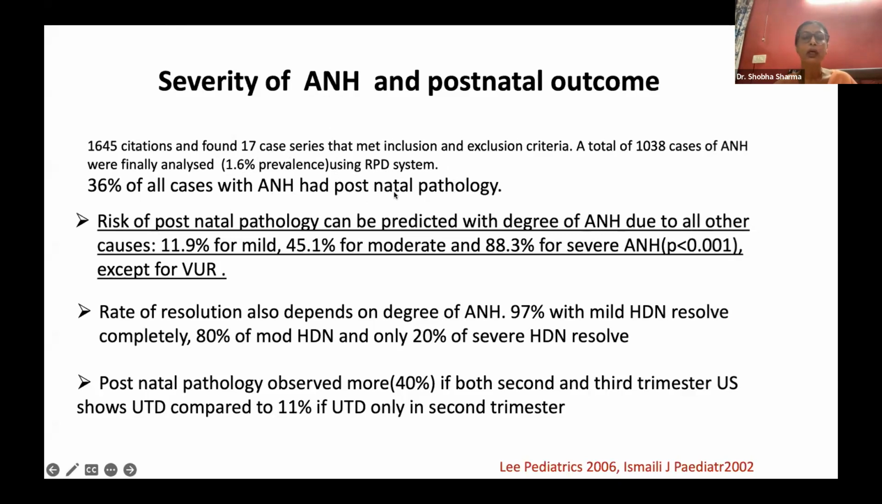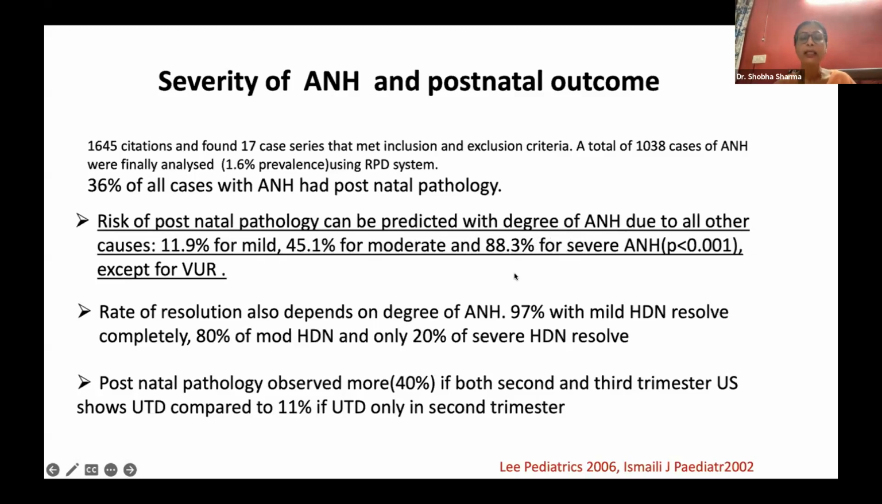They have some type of significant postnatal pathology, which needs careful evaluation and monitoring and even surgical intervention later on. And this increases with the severity of antenatal hydronephrosis, meaning that mild antenatal hydronephrosis will be associated with a 12% risk of having significant postnatal pathology. For moderate antenatal hydronephrosis, it increases to 45% and 88% if it is severe antenatal hydronephrosis. The exception here is VUR. VUR is not defined by the severity of antenatal hydronephrosis because it is uniformly and equally distributed among all the severities of the antenatal hydronephrosis.